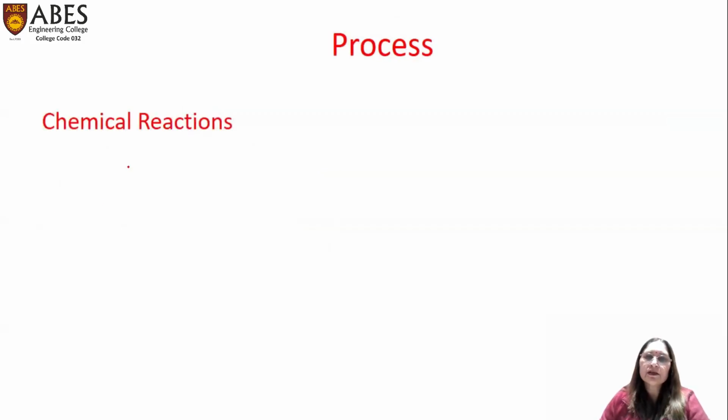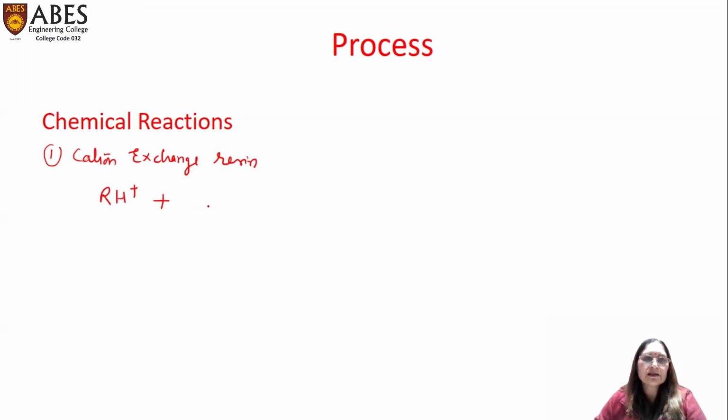These are the reactions for the cation exchange resin and anion exchange resin. First, I'm going to discuss the cation exchange resin. Cation exchange resin is denoted by RH+ and reacts with hardness causing cations. These are calcium ions or magnesium ions.